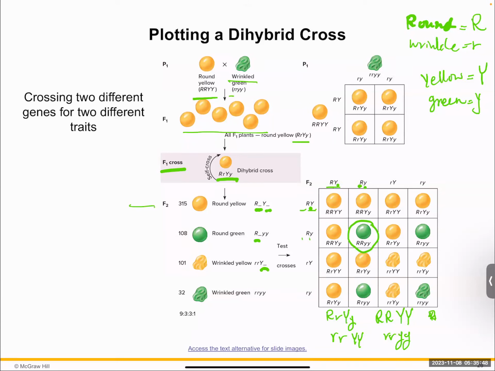So in the first example right here, I can have R, R, or R, r, and then Y, Y, or Y, y. And all of them will give me a round yellow pea. So it doesn't matter which of these two copies I get, they give the same thing. That little dash line means the second copy can be either of the alleles, recessive or dominant. The final phenotype will be the same.